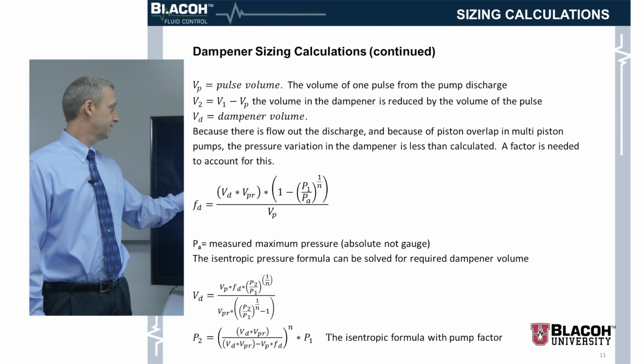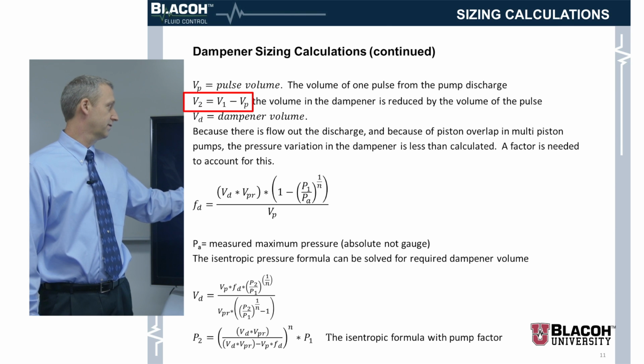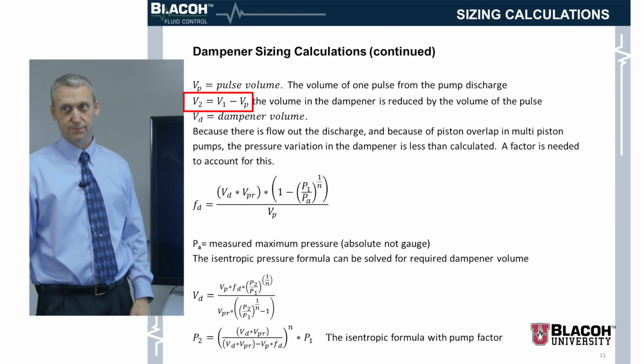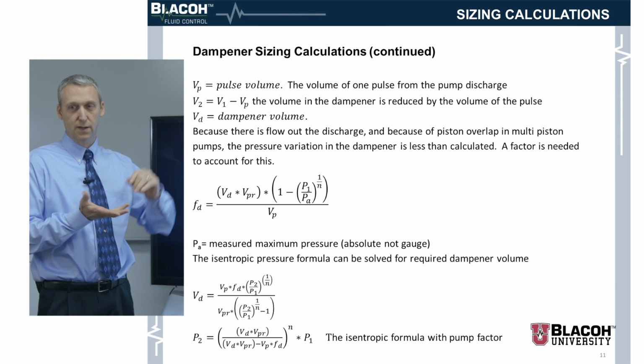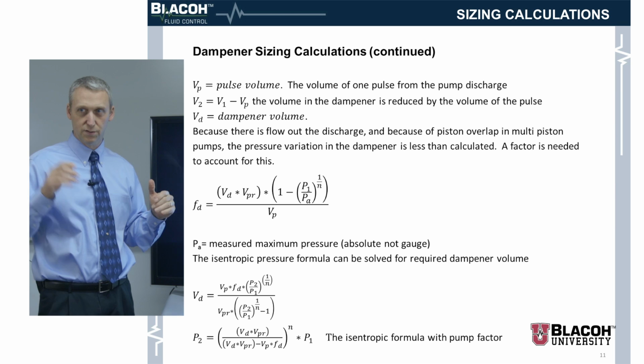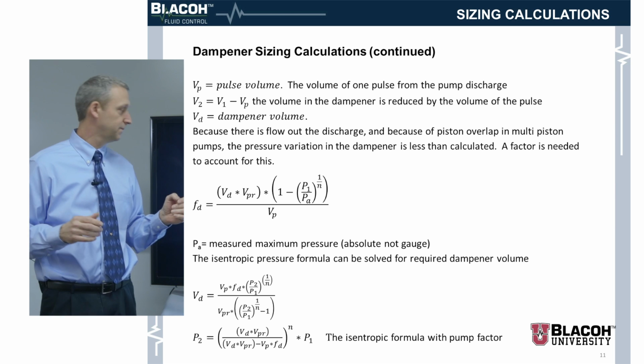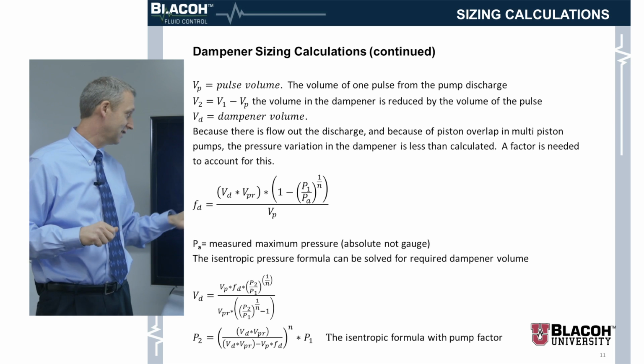The volume 2 is equal to volume 1 minus the volume of the pulse. So the volume of the pulse goes into the dampener, and for the moment we will just assume there's no flow going out there because it's very hard to do the calculation otherwise.